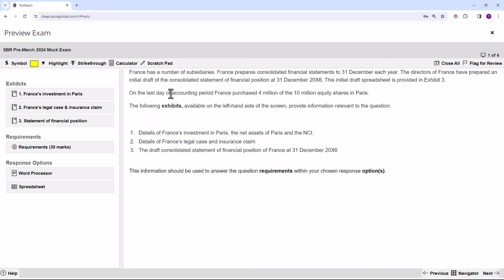What we're told in this particular question, in the initial information, is that France has bought 4 million of the 10 million shares in Paris. Therefore, we don't need a calculator. We know that's a 40% investment, and my gut tells me that means we've got an associate. What we've got, however, is 3 exhibits: details of France's investment, details of the legal case, and the draft accounts.